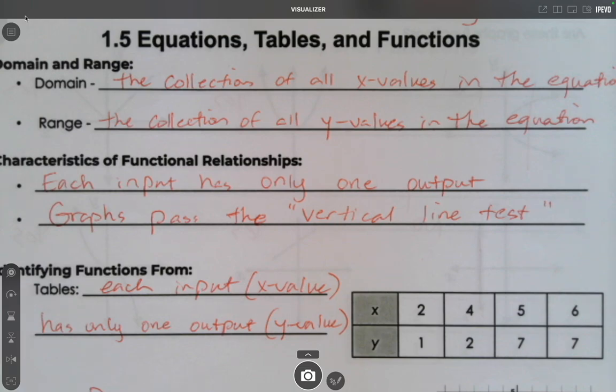Another way to say it is that x's cannot repeat in a function. They can in other relations, but not in functions. X's cannot repeat. Y's can repeat. So x's cannot repeat, y's can. And the graphs, which we'll practice in the back of the page, pass something called the vertical line test. And I'll explain that once we look at the graphs.